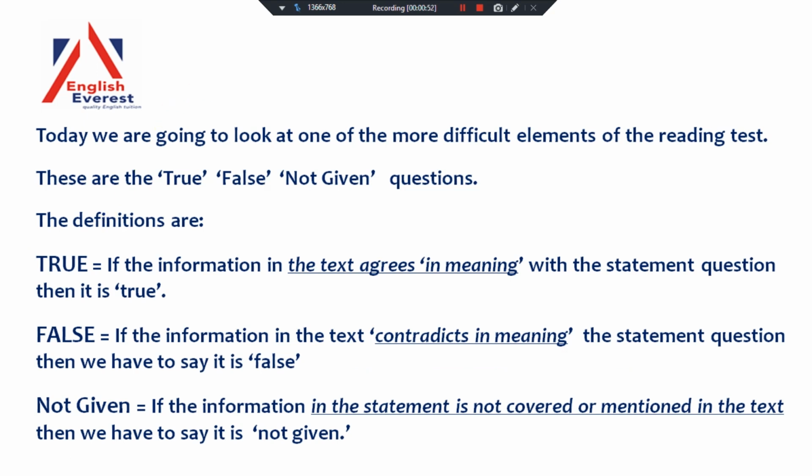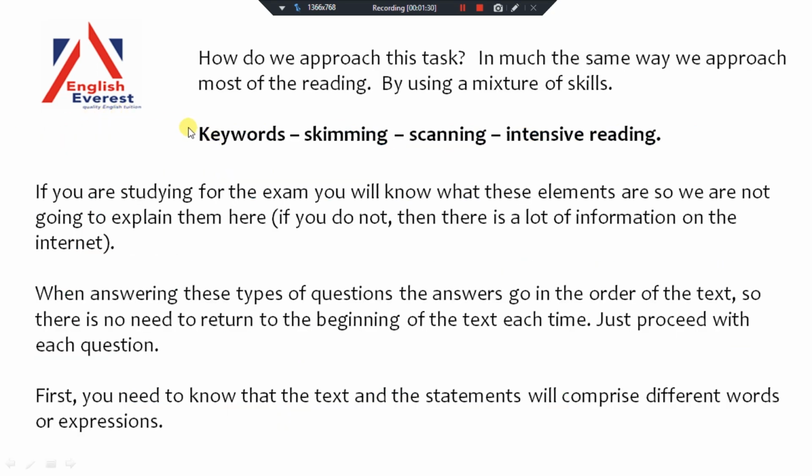Okay, the definitions are: true, if the information in the text agrees in meaning with the statement question, then it's true. If the information in the text contradicts in meaning the statement question, then we have to say it's false. If the information in the statement is not covered or not mentioned in the text, then we have to say that it is not given. So there are three definitions. How do we approach this task?